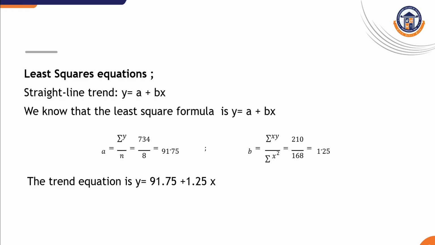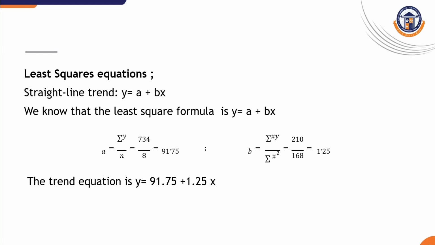The least square equation: we know that our straight line trend formula is y equal to a plus bx. And how do we calculate the a value? Sum of y divided by n. The sum of y values we already calculated in our previous table, 734, divided by the number of items, 8, and therefore the a value is 91.75.